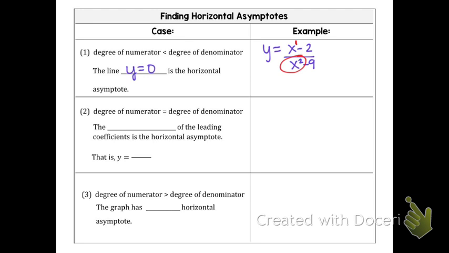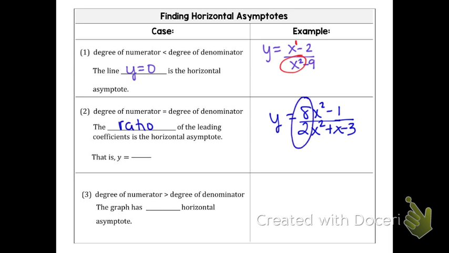Then we can have the second case, where the degree of the numerator equals the degree of the denominator. So for example, we might have the equation y equals 8x squared minus 1 over 2x squared plus x minus 3. If you have this happen, then the ratio of the leading coefficients is the horizontal asymptote. So the ratio of the leading coefficients, remember the leading coefficient is the number in front of the x with the largest exponent. So in this case, it would be these two.